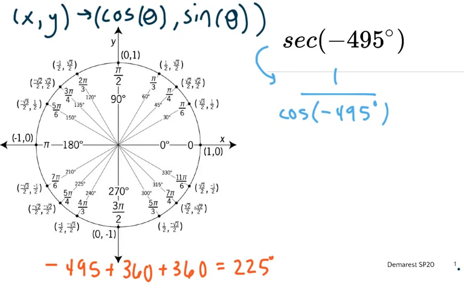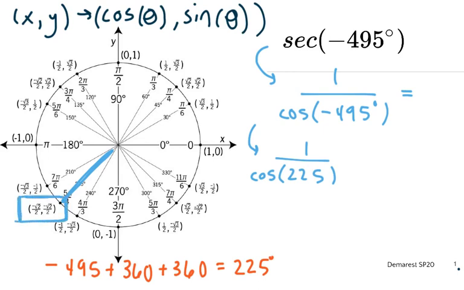So now I can rewrite this. My next rewrite is that 1 over cosine of negative 495 is the same as 1 over cosine of 225. Because again, if we were to graph negative 495 in standard position as well as 225, they would both end up with their terminal side here, which means that both of them are using this ordered pair for the cosine and the sine. So cosine of 225, well, cosine is our x-coordinate, so cosine of 225 is negative radical 2 over 2.